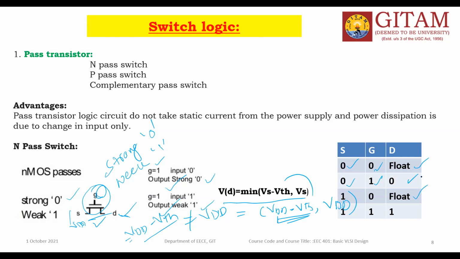So when gate is 1, the transistor is closed. If the S is 1, then D is also 1. This is the N-pass switch. So all the things: truth table, output equation, and the description.